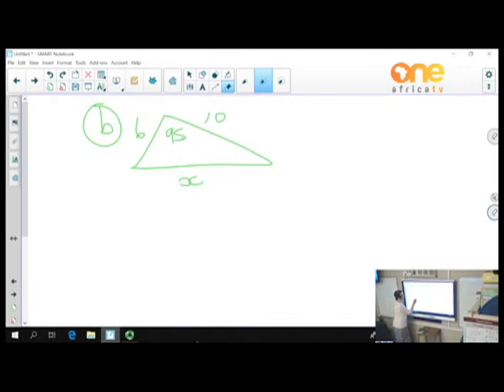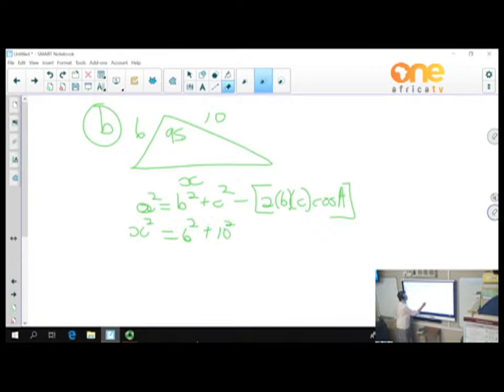What does the cosine rule say? A squared is equal to b squared plus c squared minus 2bc cosine A. I want you now to substitute. Okay, so if we substitute now, it is x squared, which is equal to 6 squared plus 10 squared. Can you see? It doesn't matter, Jean-Pierre, which one is first and which one is second. That won't change the value.